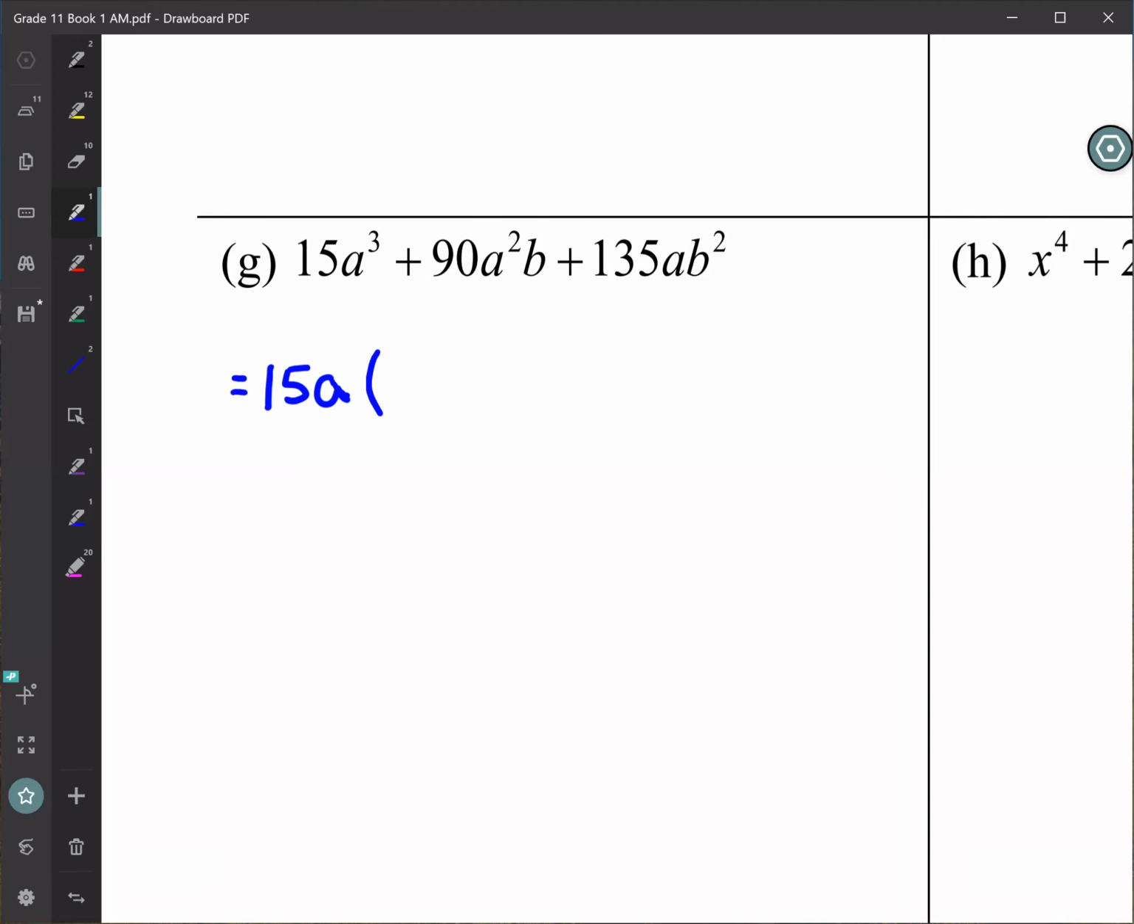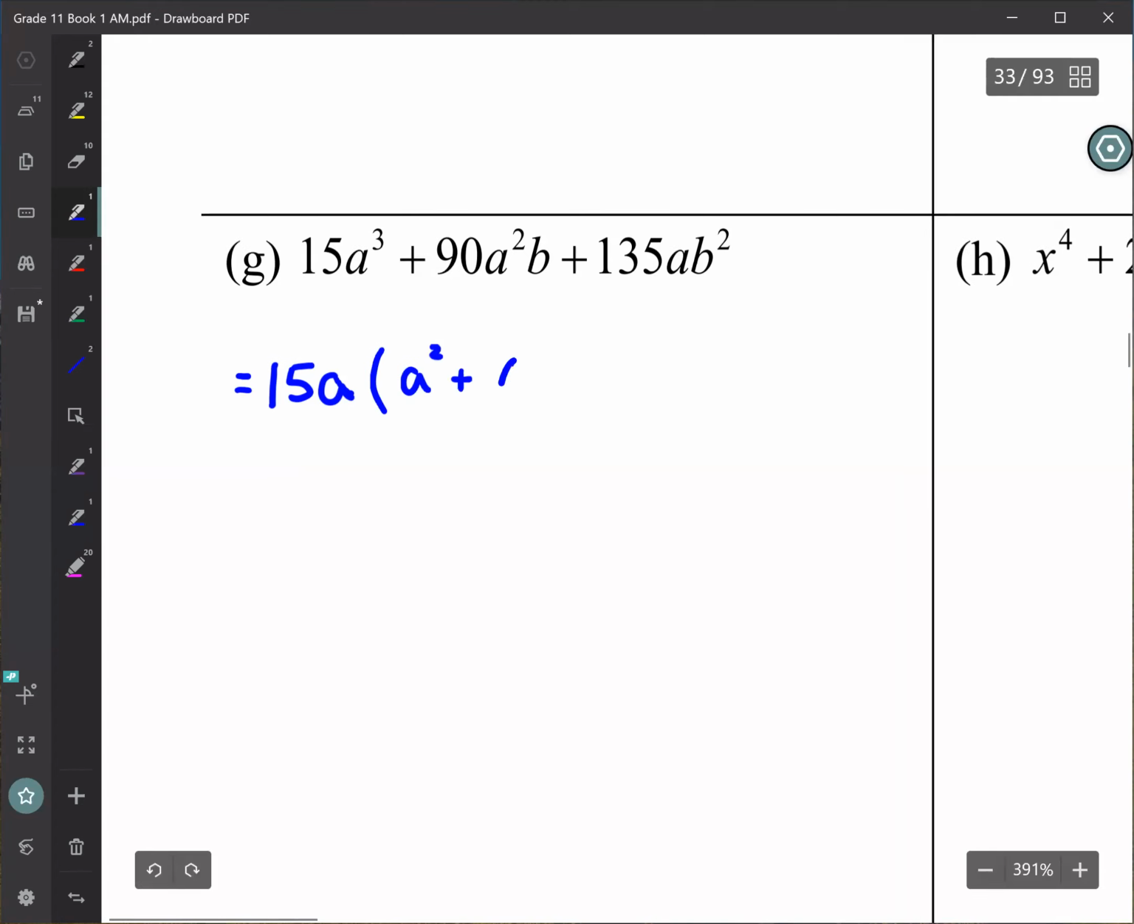Squared. 3? We took out 15 though. 3. Yeah, 3. Oh, sorry. Just a squared, a squared plus 6ab plus 9b squared.